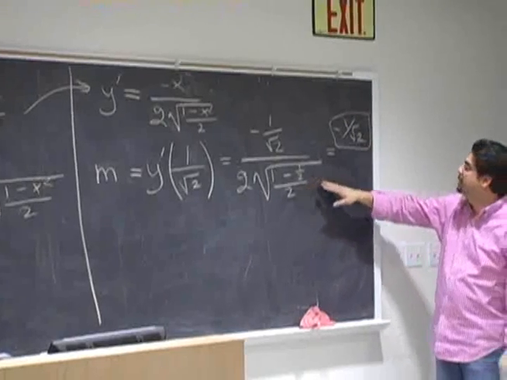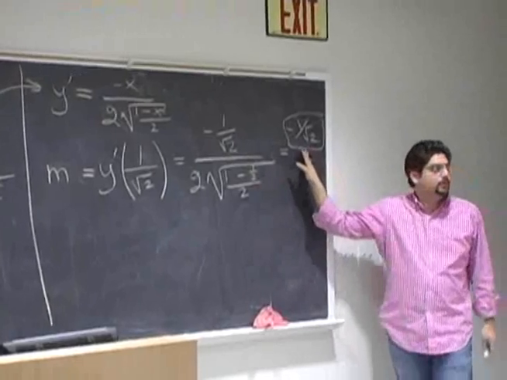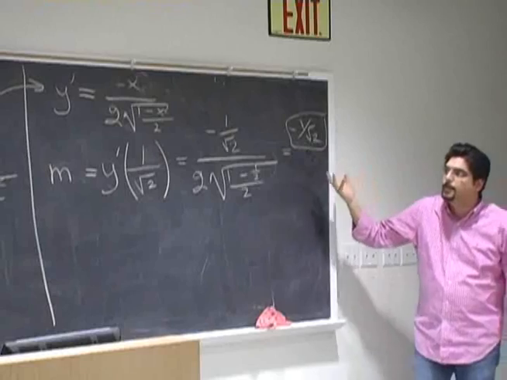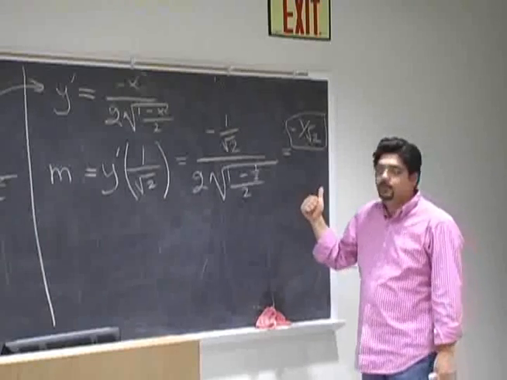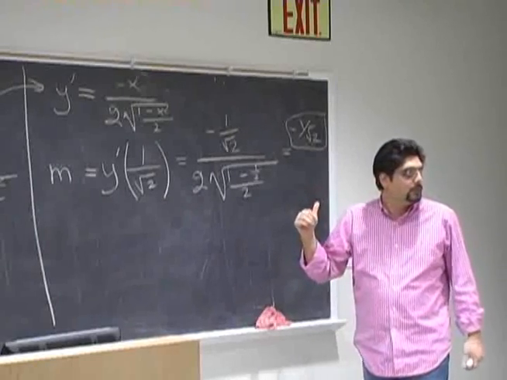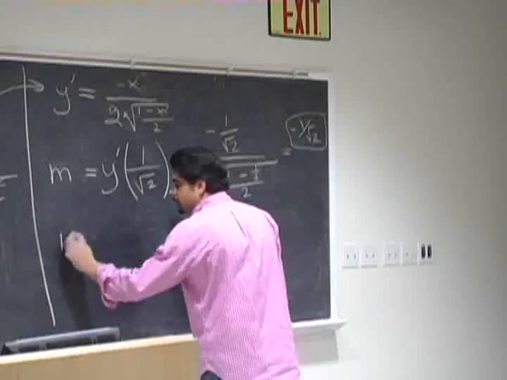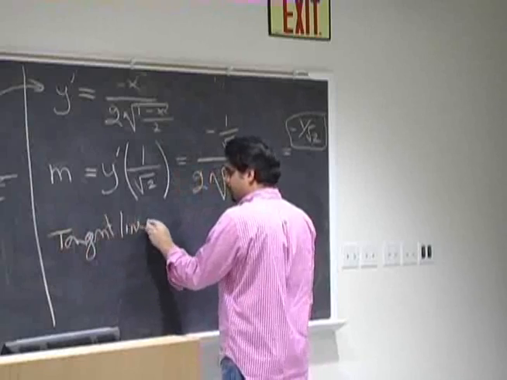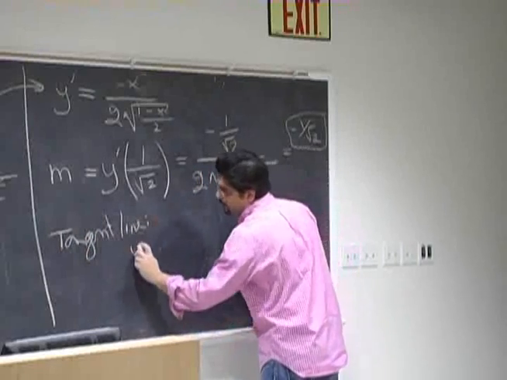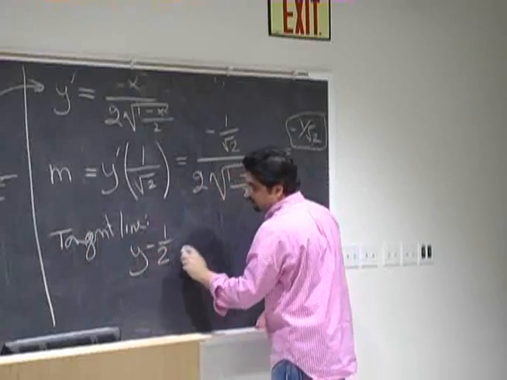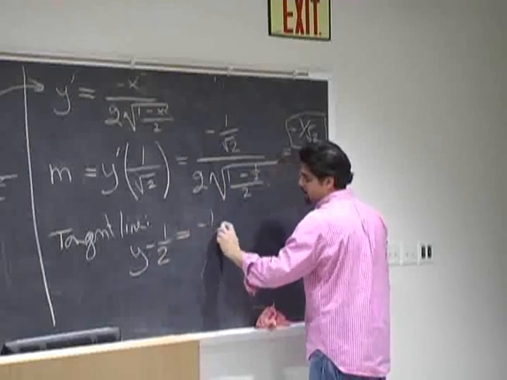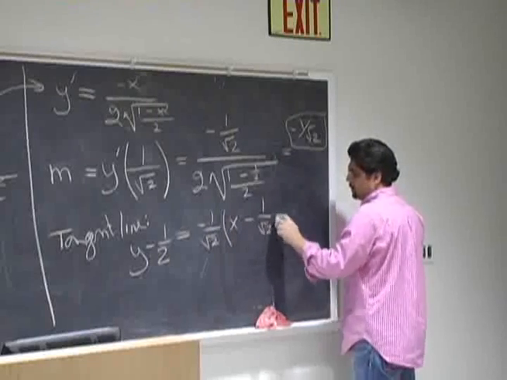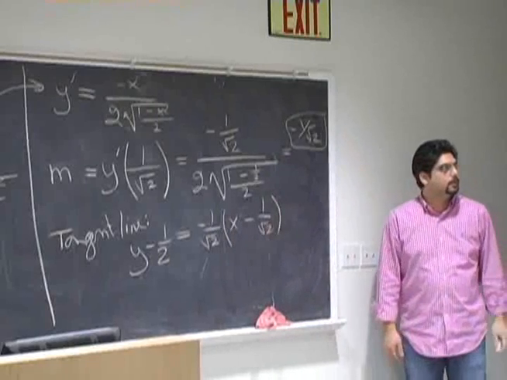Well, you work it out, it's not that bad. So that's the slope, right? Are we done? Do we need anything else to write the equation? How do we write the equation of the tangent line? What's the formula? y minus y1 equals the slope times (x minus x1). Right?